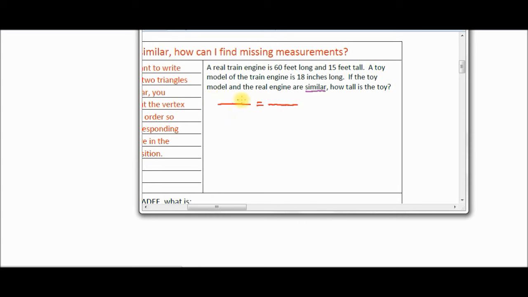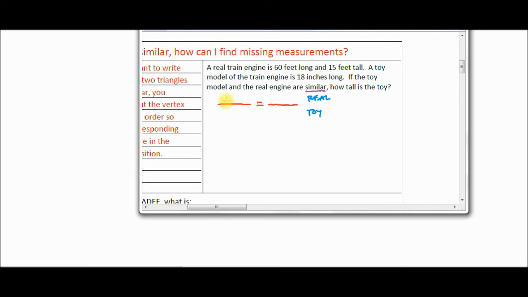And now we have to set up our proportion properly. It's very important when we set this up we get things in the right place. Otherwise, you're going to end up with a proportion that will give you a wrong answer. So we have to decide, is the real engine information going to be on top or on bottom? We got to pick that. Let's just decide that we're going to put the real engine information on top. Actually, let's do that in a different color so you see it's different from my actual work. Okay, we're going to put the real engine information on top. That means our toy information is going to be on bottom.